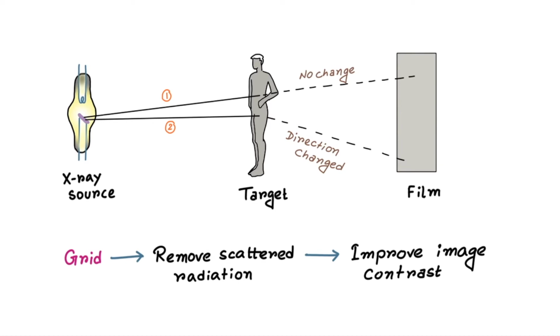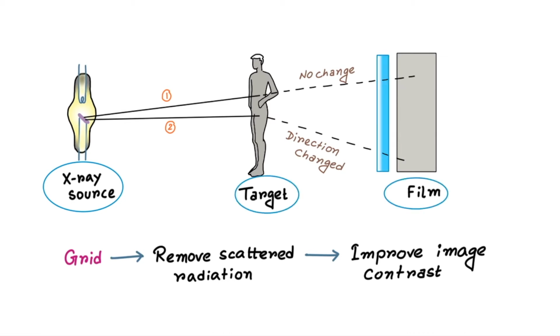Now let's see where it is placed. Here you can see this is the source of radiation, this is the target object, and this is the film. The grid is actually placed in between the target object and the film. The concept is very important because lots of multiple choice questions are already made on this concept.